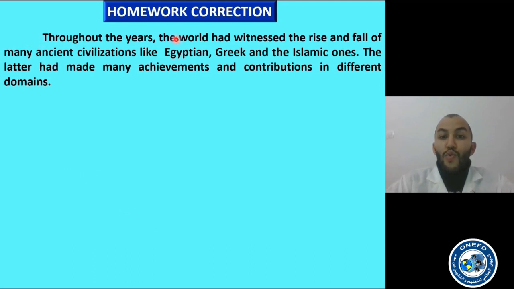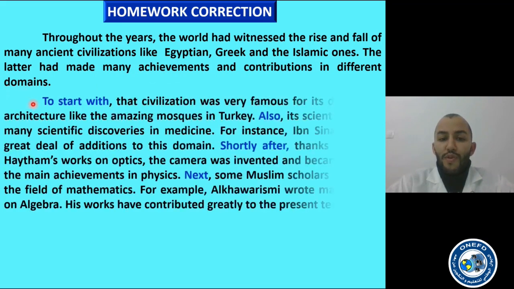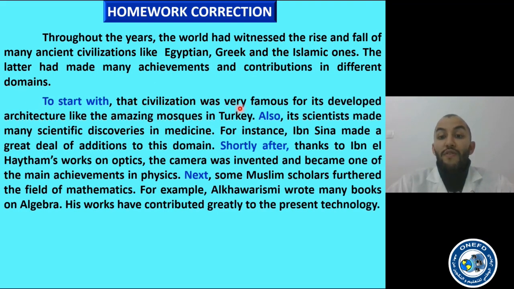Throughout the years, the world had witnessed the rise and fall of many ancient civilizations like Egyptian, Greek, and Islamic ones. This last had made many achievements and contributions in different domains. To start with, that civilization was very famous for its developed architecture, like the amazing mosques in Turkey. Also, its scientists made many scientific discoveries in medicine. For instance, Ibn Sina made a great deal of additions to this domain.